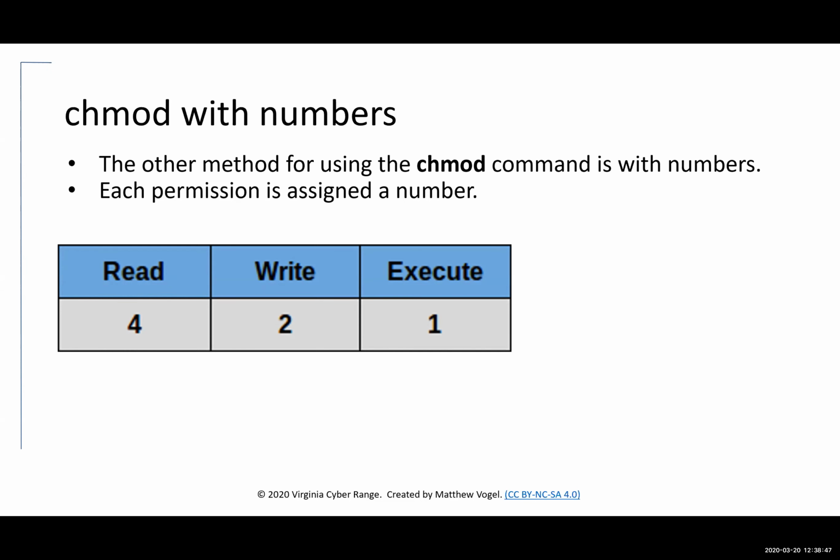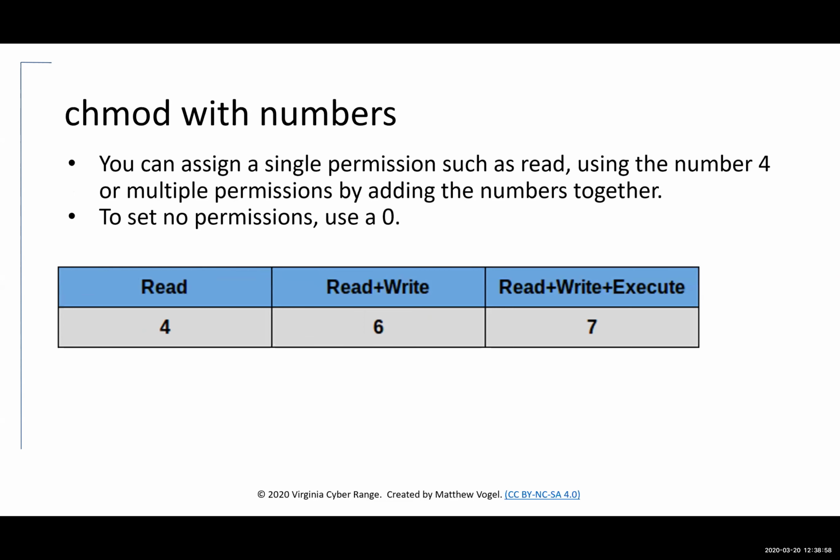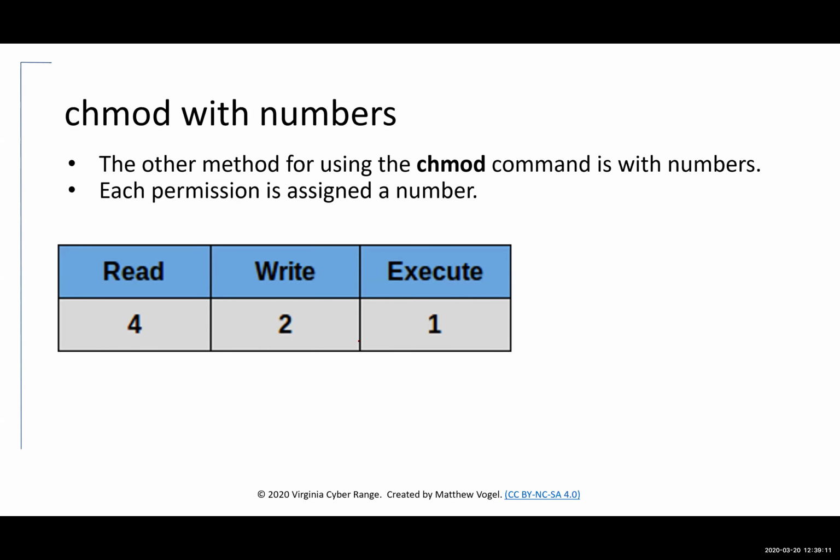This is what old school people do. They use numbers all the time. Each permission is assigned a number. So read is 4, write is 2, execute is 1. Simple so far. I can add these together. If I just want to change the read permission, I specify 4. If I just want to give write, then I specify 2. If I just want to give execute, I specify 1.